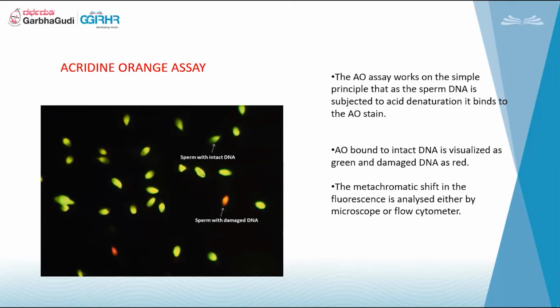The acridine orange assay works on a simple principle: sperm DNA is subjected to acid denaturation to bind to the stain. The AO bound to intact DNA is visualized as green and damaged DNA as red. If damaged sperms are there, they will be red. The metachromatic shift in the fluorescence is analyzed either by flow cytometry or microscope. This image is under flow cytometry.